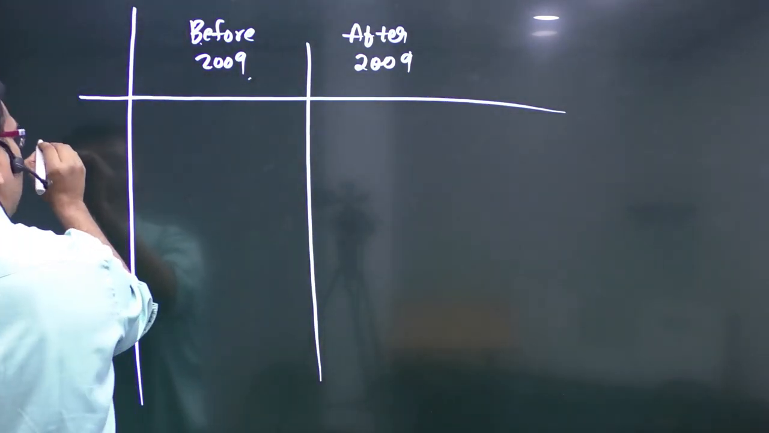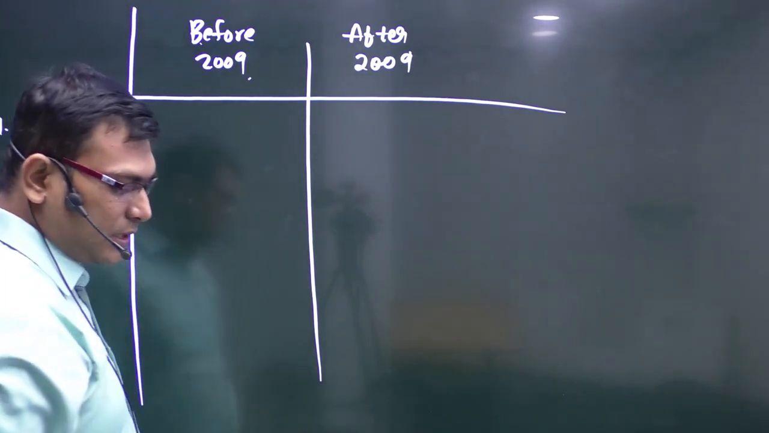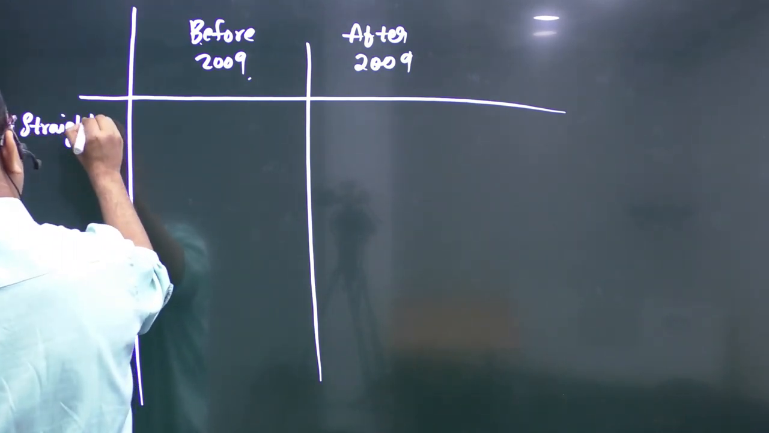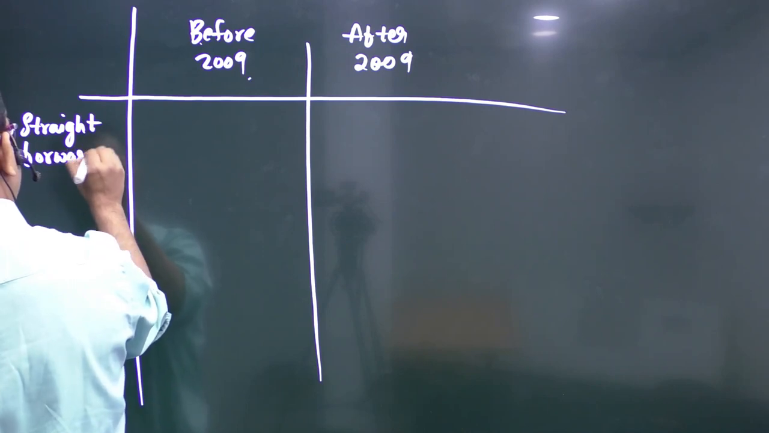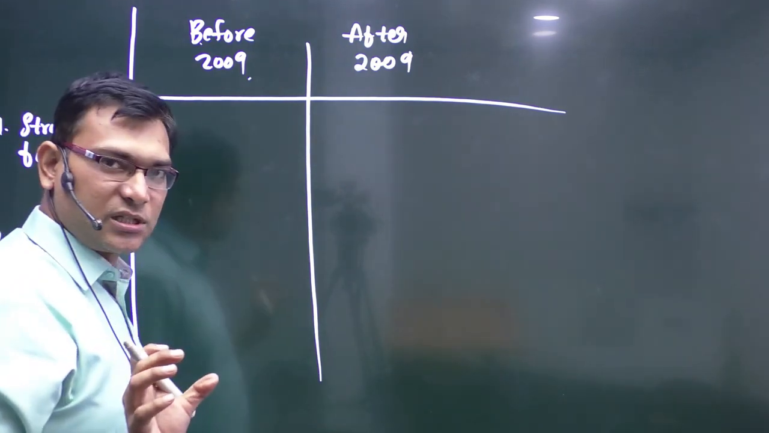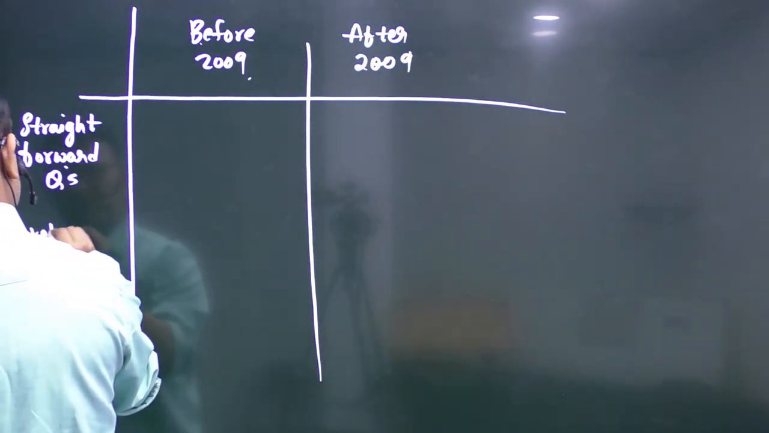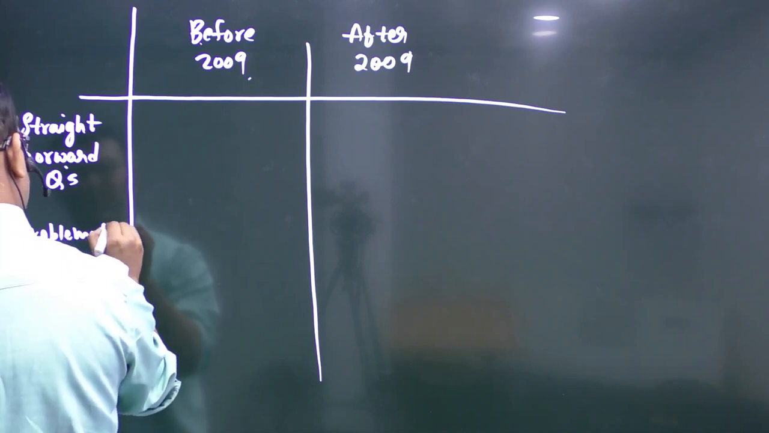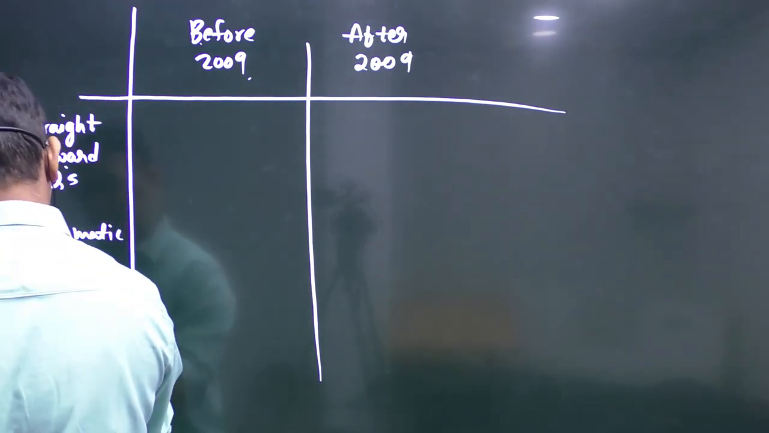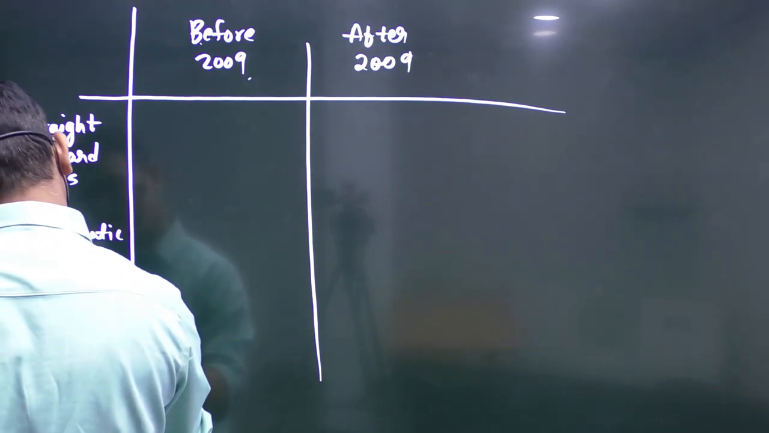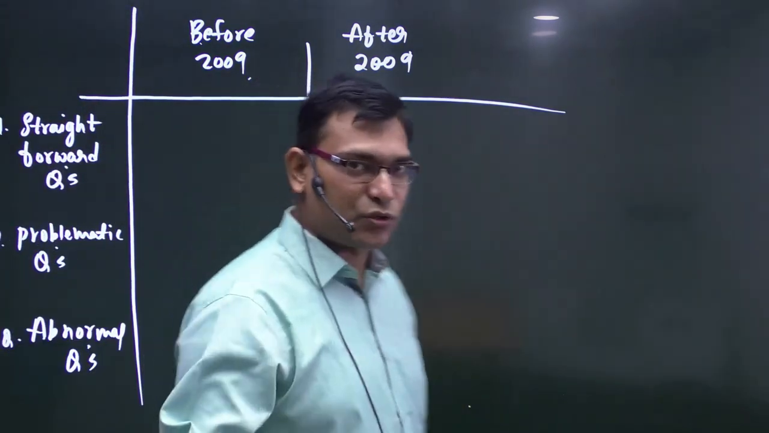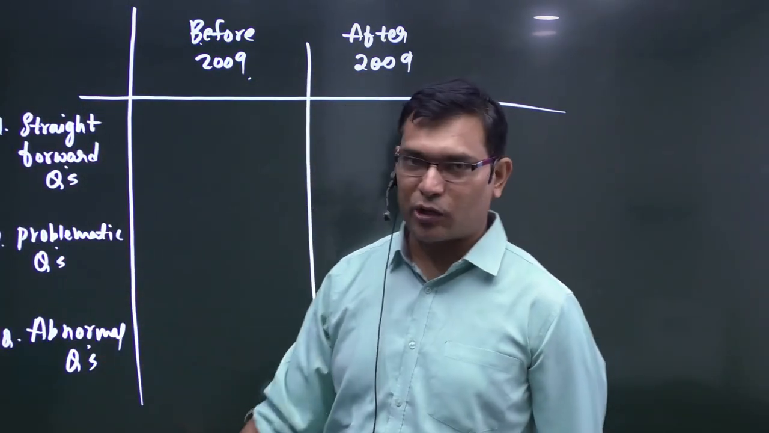See, first, the basic or straightforward questions. Second type is problematic questions, difficult questions. And the third type is exceptional questions or abnormal questions. What happens here? Now, what happened here? There were three types of questions: straightforward, problematic, and abnormal questions.